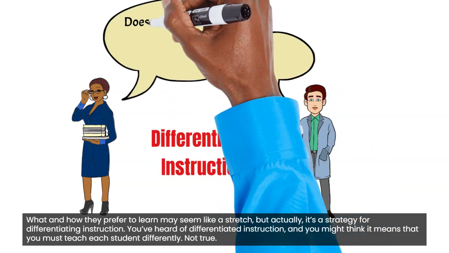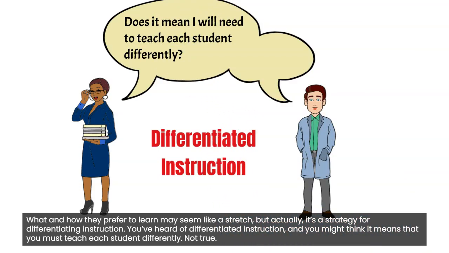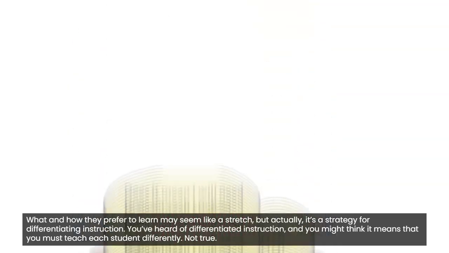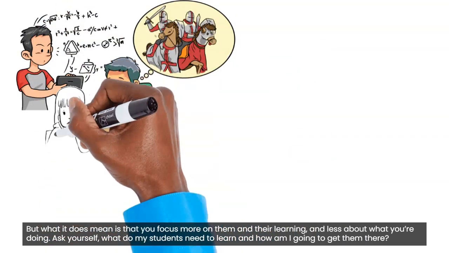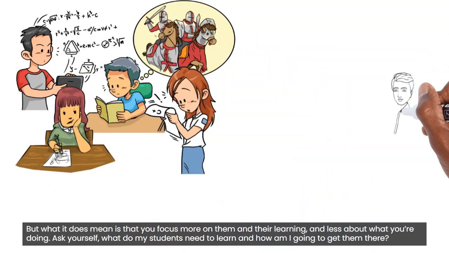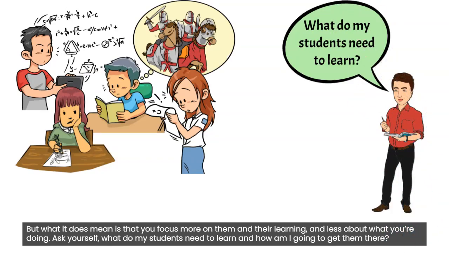You've heard of differentiated instruction, and you might think it means that you must treat each student differently. That's not true. But what it does mean is that you focus more on them and their learning and less about what you're doing. Ask yourself, what do my students need to learn, and how am I going to get them there?